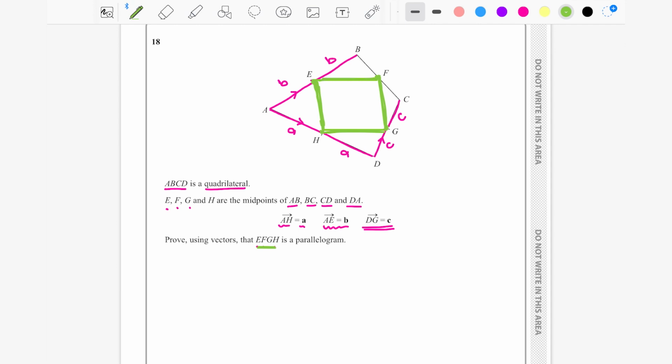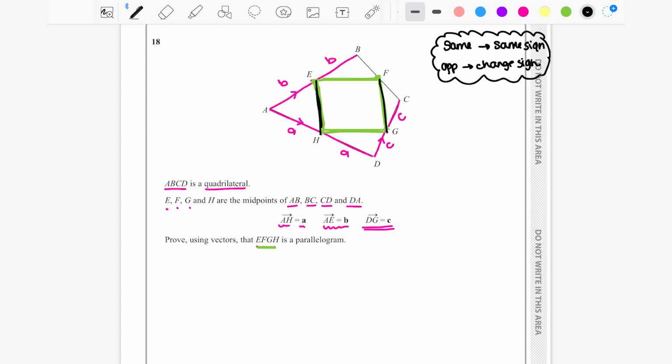Now, what you need to know about vectors, just as a side note, if you're going in the same direction, you're keeping the same sign. If you're going the opposite direction, you change the sign. If you remember that, life with vectors is just gorgeous. So let's see what we've got over here. So prove using vectors a parallelogram. Let's start with EH and FG.